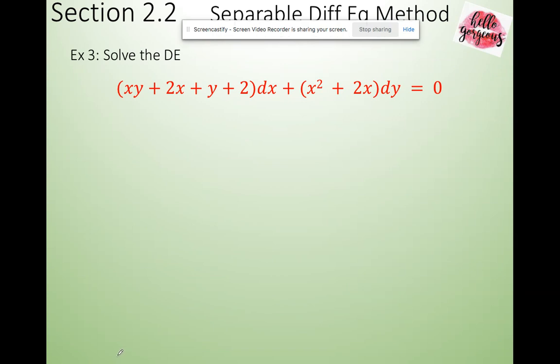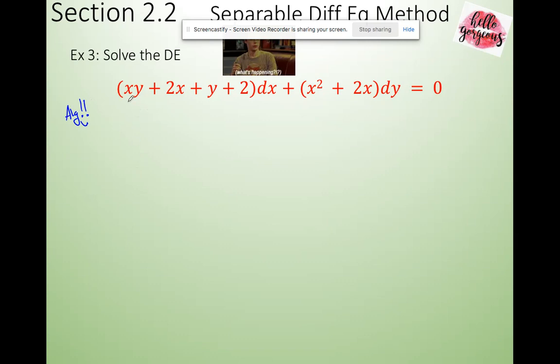But look at that. What is happening? Can you think of some things to do here? This is highly annoying. But it just takes some algebra. Algebra to the rescue.